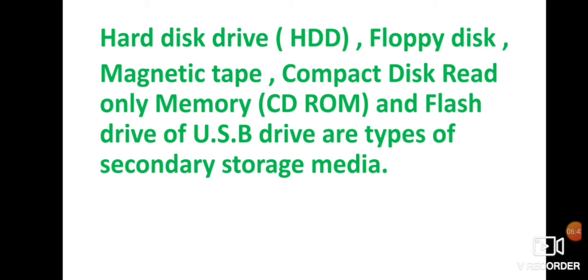Floppy disk was used I think 1 or 2 decades before. It stored a small amount of memory in the shape of a floppy. Magnetic tape was used after that. In the latest decade, compact discs were used. CDs are also used today, but mostly today we use flash drive or USB drive, which is also known as pen drive. These are the types of secondary storage media.